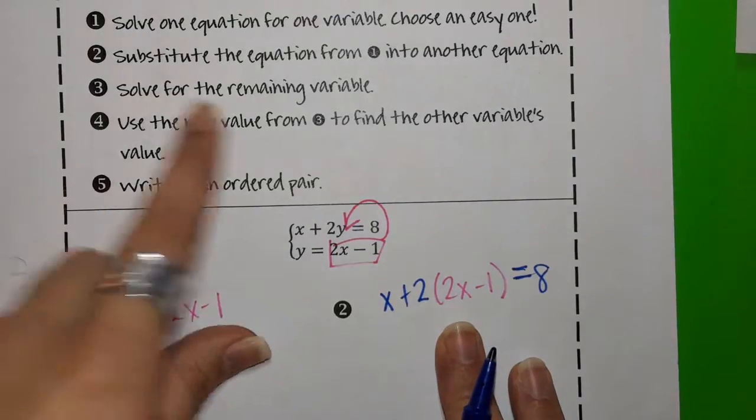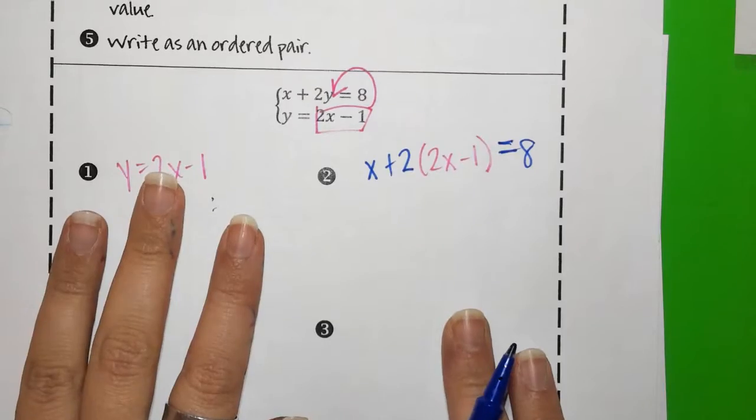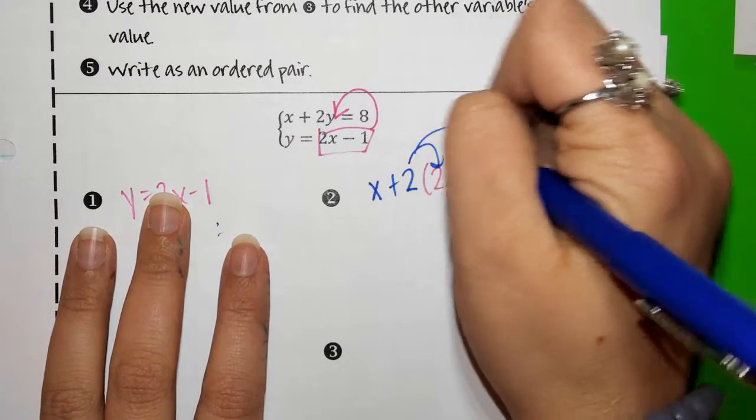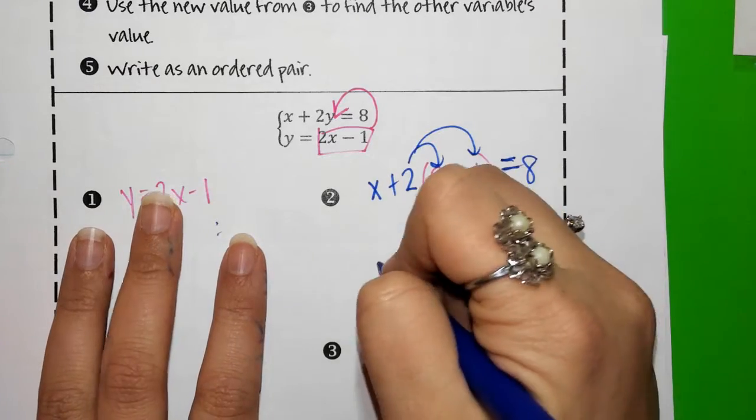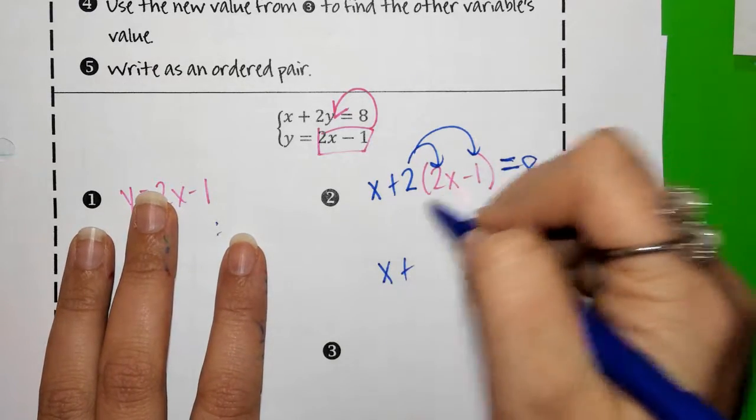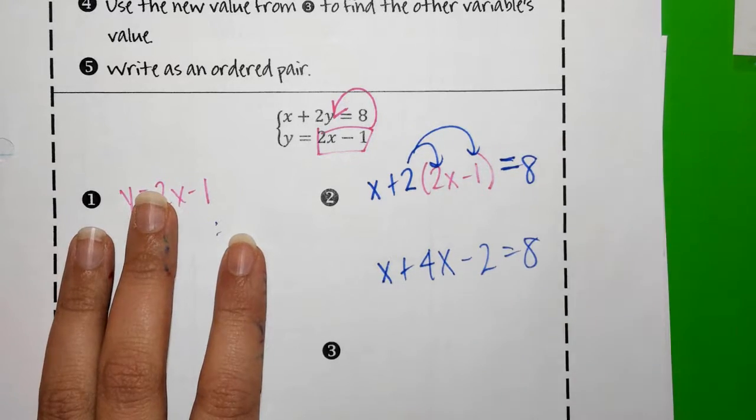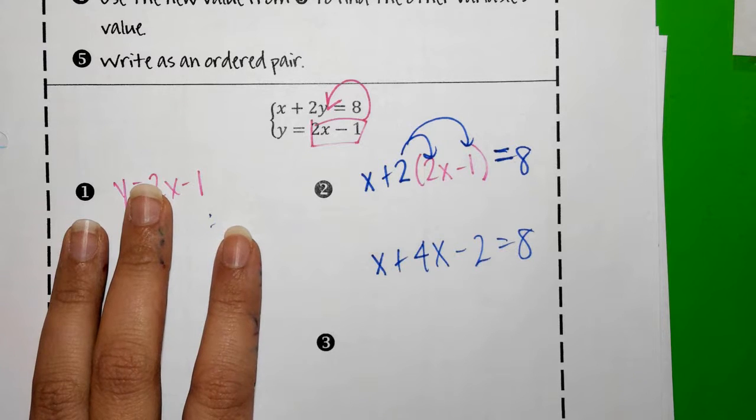Alright, step 3, it says solve for the remaining variable. So we're going to solve this one for x. How would we solve that? You put a shield around it. You got it right, Christine. Your table gets a point. So you distribute, and you get 2 times 2x gives you 4x. 2 times negative 1 gives you minus 2 equals 8. Is everybody with me? Are we sure?